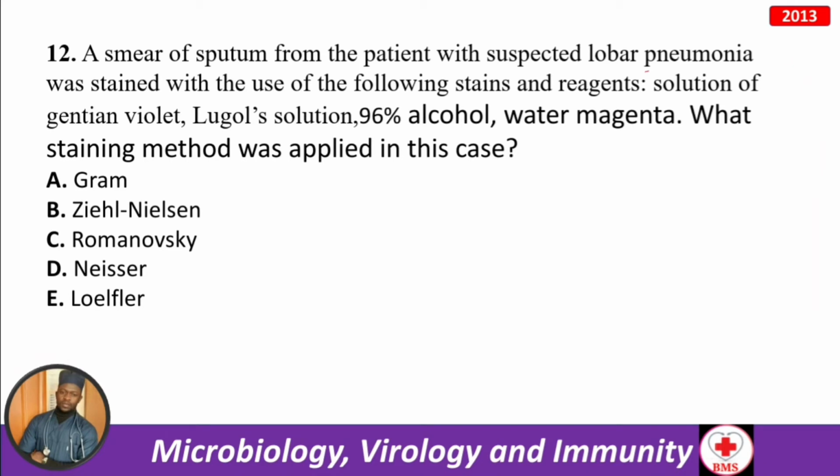A smear of sputum from the patient with suspected lobar pneumonia was stained with use of the following stains and reagents: solution of gentian violet, Lugol's solution, 96% alcohol, water, magenta. What staining method was applied in this case? Definitely gram staining, right? It's gram staining.